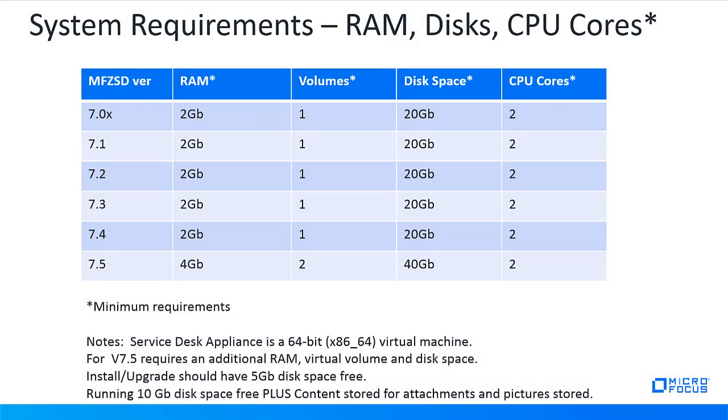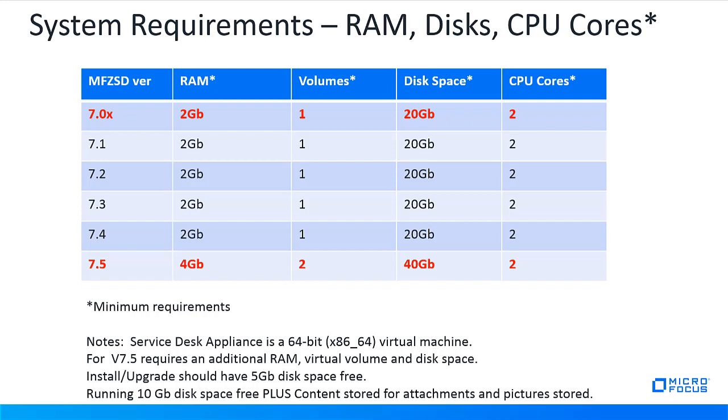Most of the system requirements for the Service Desk stay the same until version 7.5, where the VA storage is an added volume. Prior to version 7.5, 2 GB minimum RAM with 4 GB RAM was recommended. As of version 7.5, this increases to 4 GB minimum RAM. Keep in mind that these disk space requirements should account for 5 GB disk space for installing and 10 GB for running, plus content attachments that are stored.